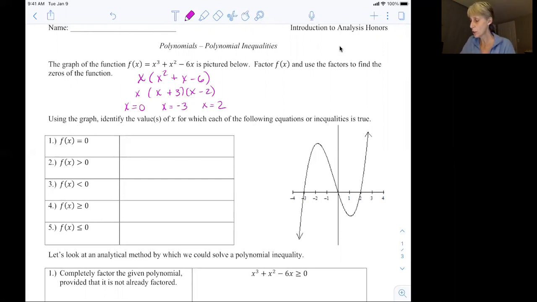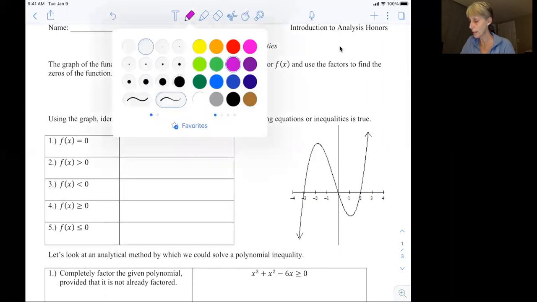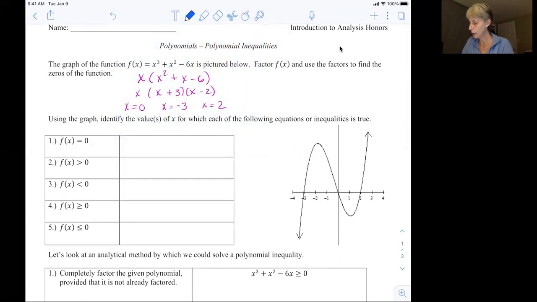Now I just want to go on my graph for a second. I'll do it in blue here. So I have -3, 0, and 2. I wanted to point out how the zeros we found correspond to the graph that we're looking at. Now let's go down below and answer some of the questions that were being asked.